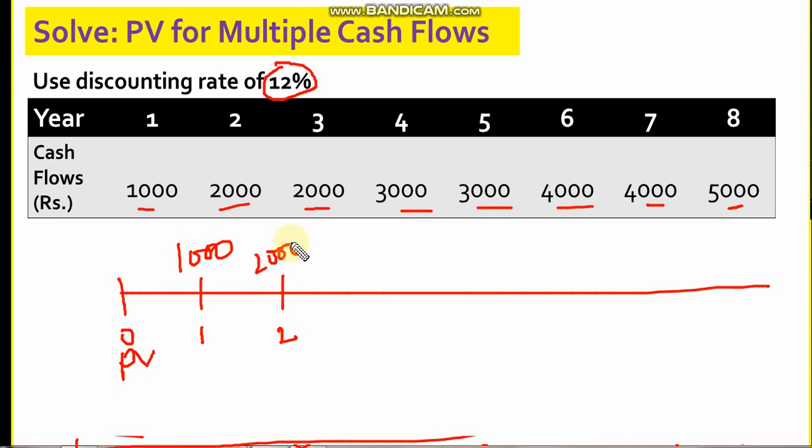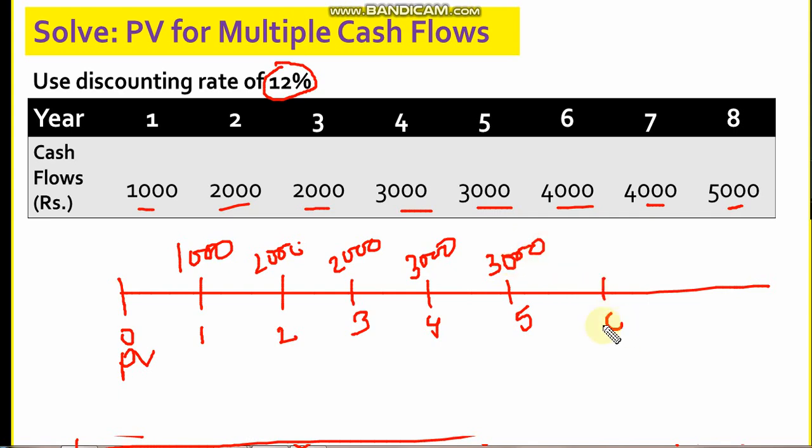At the end of year 3, how much is my cash flow? At the end of year 3, my cash flow is again 2000, right? At the end of year 4, my cash flow is again 3000, right? At the end of year 5, my cash flow is 3000 again, right?